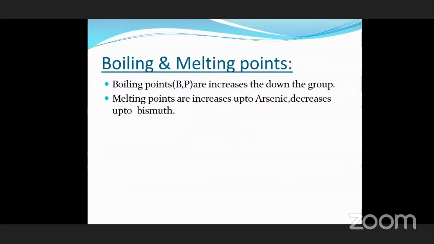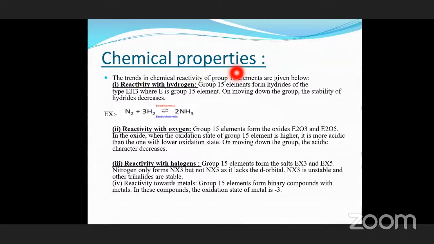Okay, and then here chemical properties. We discussed physical properties already. Similarly, we now enter into chemical properties. Here, reactivity of hydrogen. Group 15 elements form hydrides of the EH3 type, where E is equal to group 15 elements.